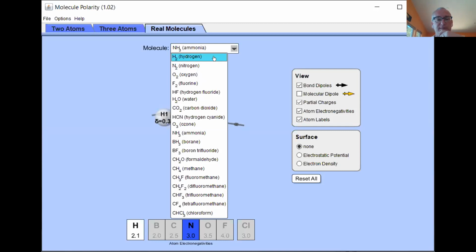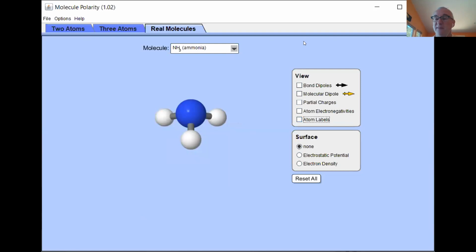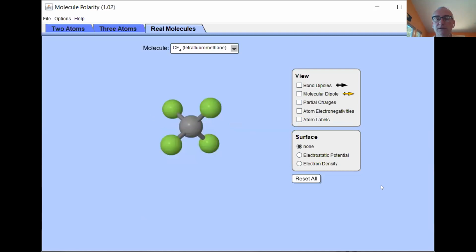So we've looked at some 4 atom molecules. You want to look at a 5 atom molecule? You guys can decide. Which one should we look at? Tetrafluoromethane. Okay, cool. All right. Tetrafluoromethane. Let me turn off the bond dipoles, the partial charges. You guys could tell me whether you think it's going to be polar or nonpolar. There's what it looks like.